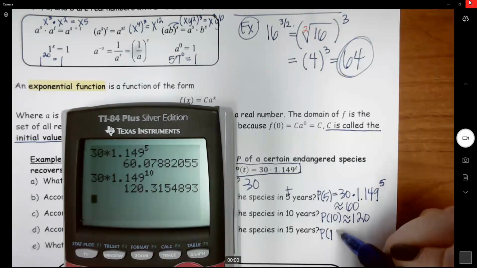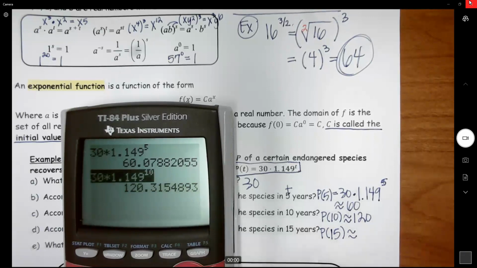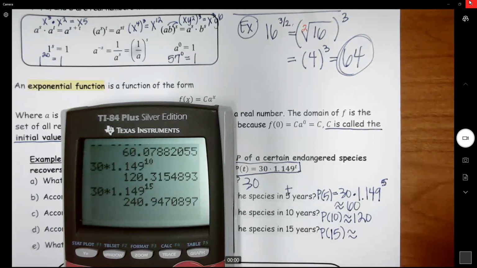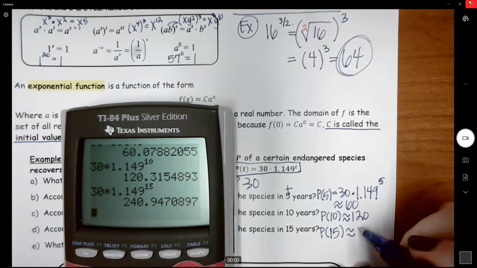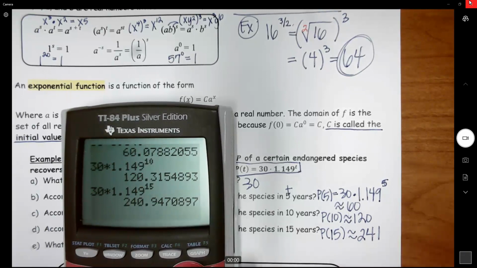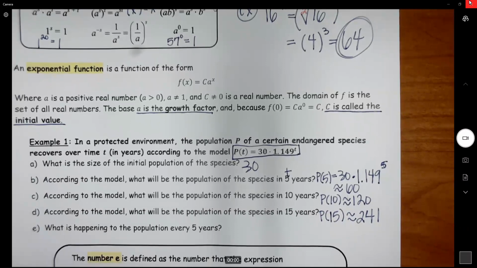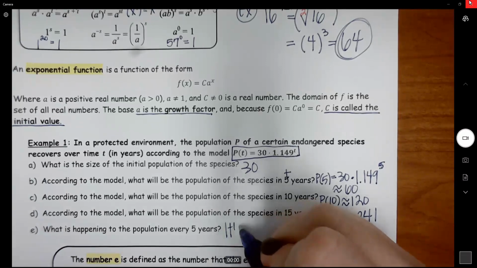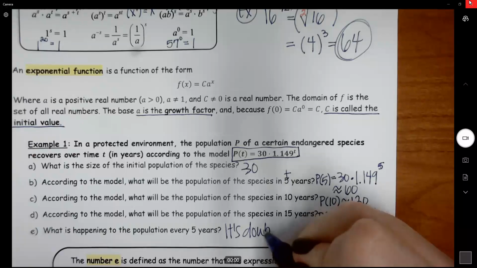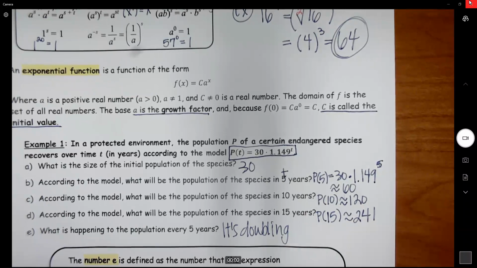Now let's change my T, goodness, to 15. And do you have a prediction as to what this is going to be? Let's see if you're right. You get about 241. So what is happening to the population every 5 years? It's doubling. So this is what makes an exponential and not linear.